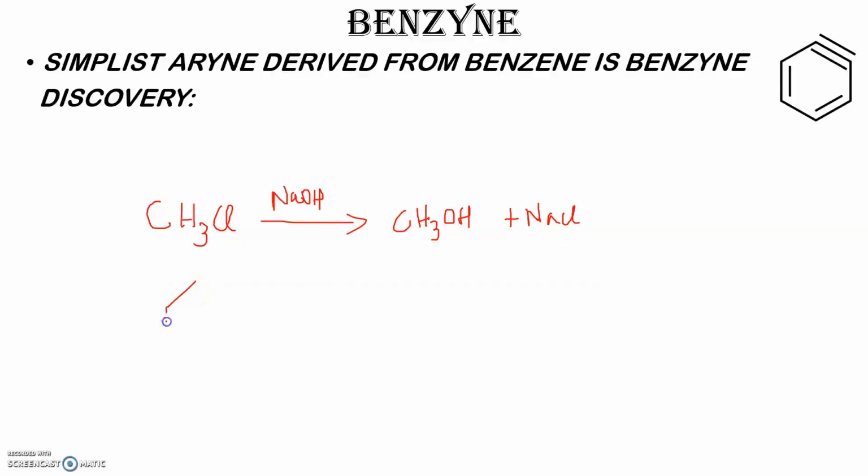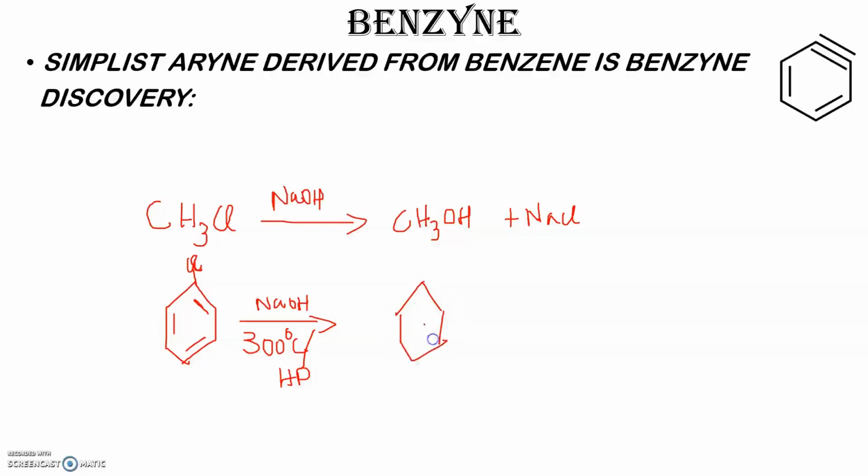But an aryl halide like chlorobenzene does not react with the OH minus nucleophile or any nucleophile at room temperature. Now this reaction proceeds only under drastic conditions, which is heating to 300 degrees Celsius at high pressure. Only then can we get the product, which is phenol, OH here.